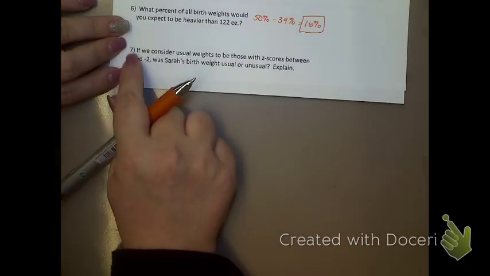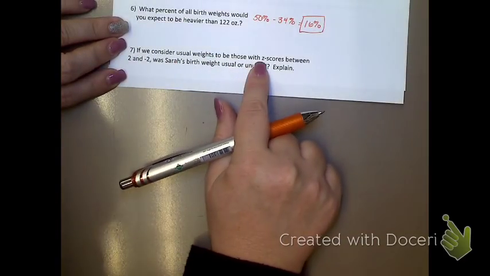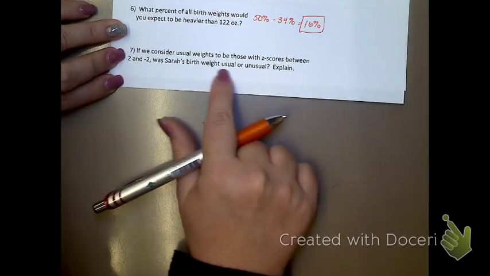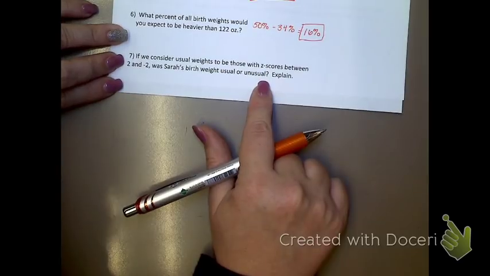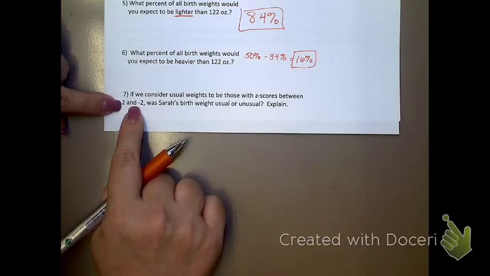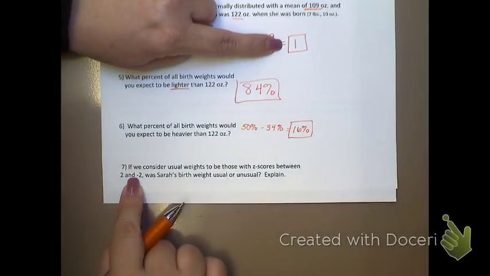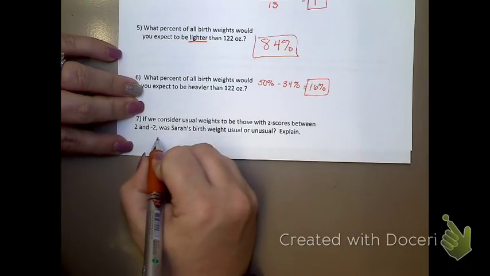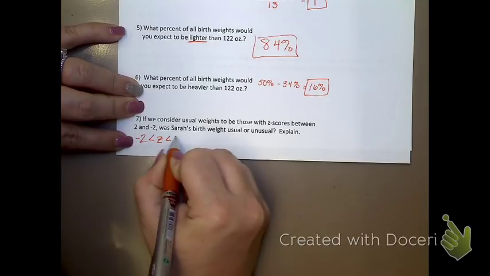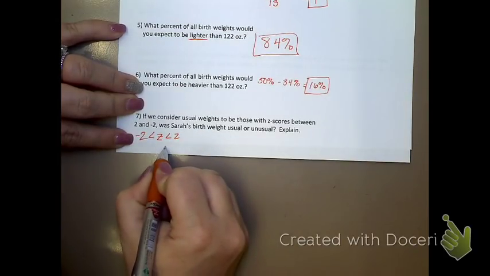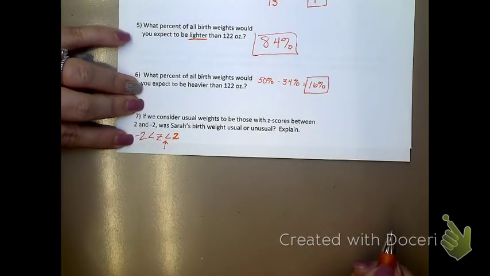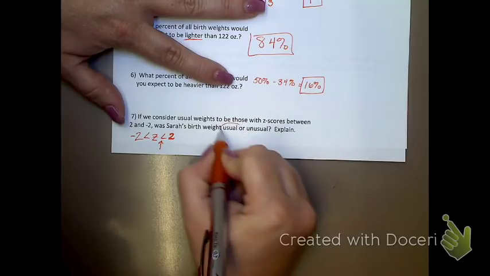The last question: if we consider usual weights to be those with z-scores between -2 and +2, was Sarah's birth weight usual or unusual? Well, I can't tell that from these percentages necessarily because they give me z-scores to compare. If her z-score was 1, does that fit? They're telling me that usual is between -2 and 2. Well, 1 happens to fall right in there. 1 happens to fall in that range, doesn't it? So that makes her weight usual.